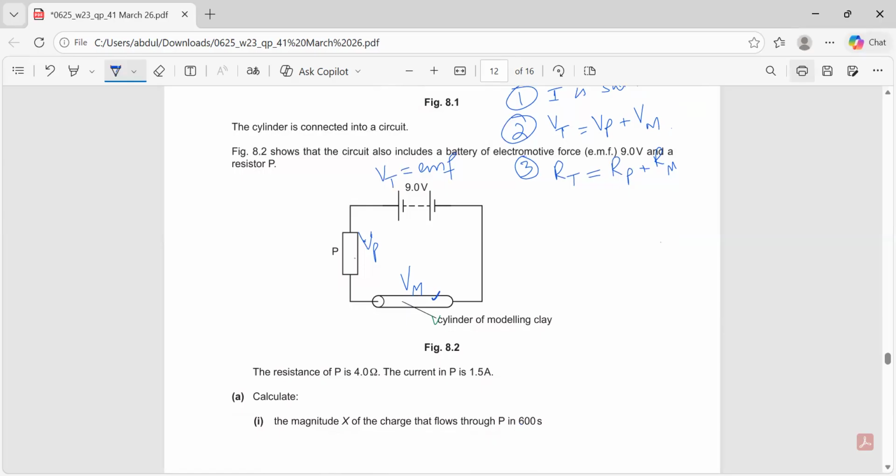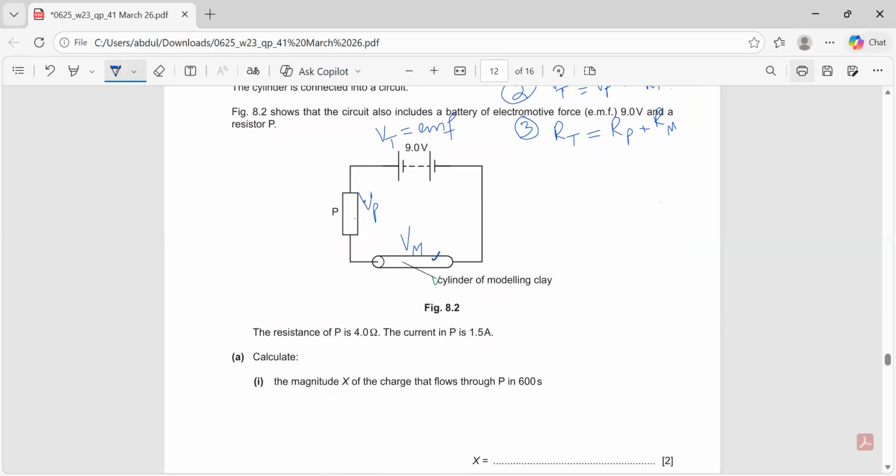Now, my dear friends, V total is given. The resistance of P is also given, equal to 4 ohms. The current in P is told to be 1.5 amperes. I will not write current in P separately. It is 1.5 ampere everywhere because they are connected in series. And I told you during the explanations why this current stays the same.